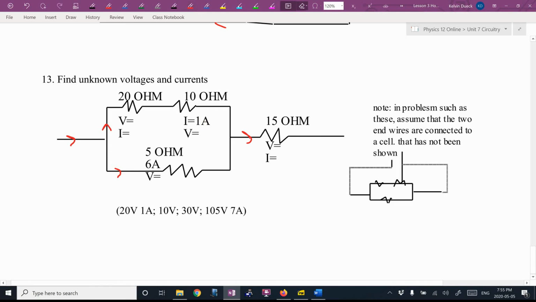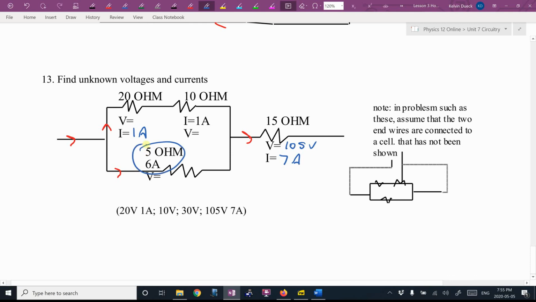How many amps? 1 amp. So that must mean that this also has 1 amp. Down here I have 6 amps, 1 amp. So this has got to be 7 amps. Knock, knock. I know two things, so I can tell you the voltage, it's going to be I times R. It's going to be 7 times 15, which I think is 105.